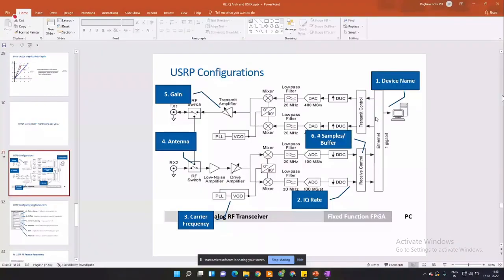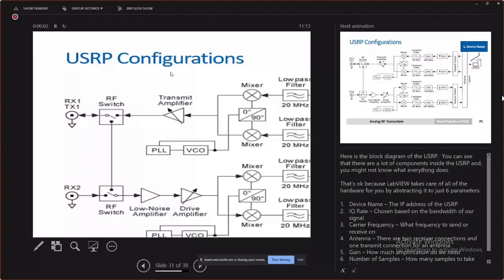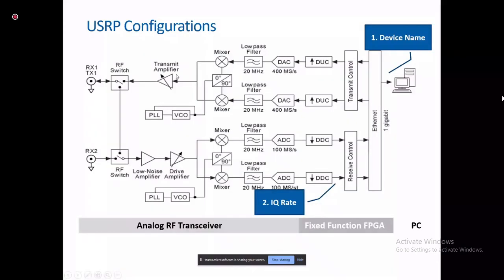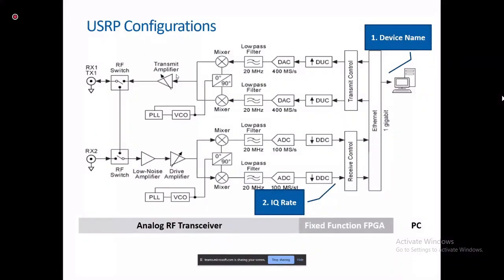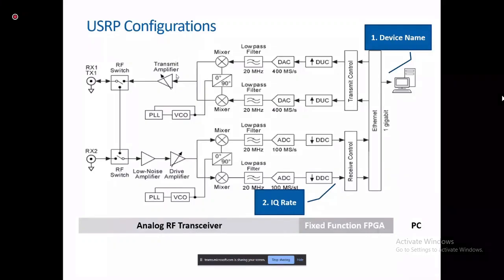Post that, you have IQ rate, which is nothing but your symbol rate. We call it IQ rate because we split it into I and Q components. This is nothing but the symbol or the sample rate. Sample rate is actually a better term in this case.